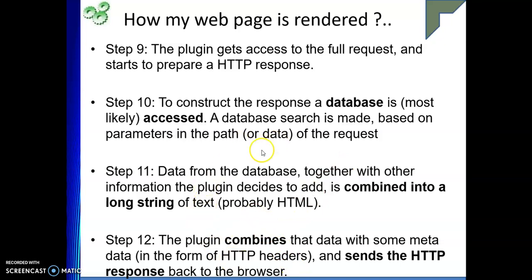If I first just open the website, nothing is required from the database. But next, if I need to log in and the password has to be validated, the database is accessed. So the data from the database, together with other information, the plugin decides to add and combine into a long script, probably nothing but HTML itself. The plugin combines that data with some metadata in the form of an HTML header, and it is sent back to the browser, right? So once I know what my request is and what I need to create as the response, I combine it and send it back to my browser.